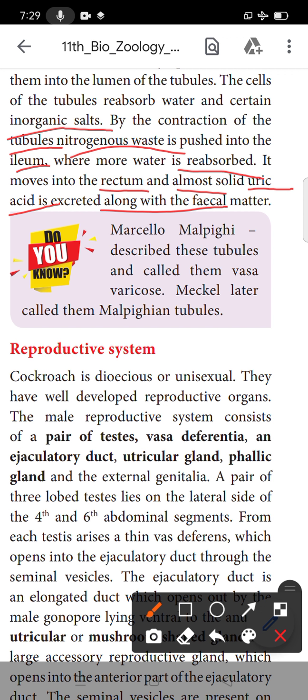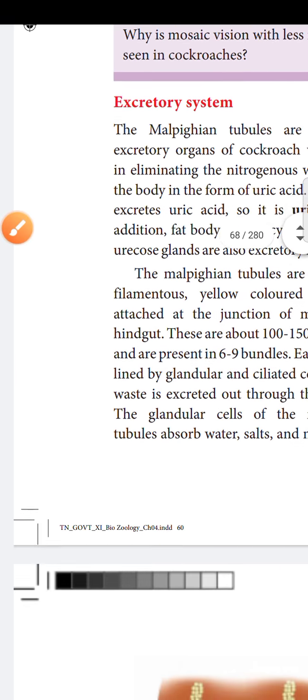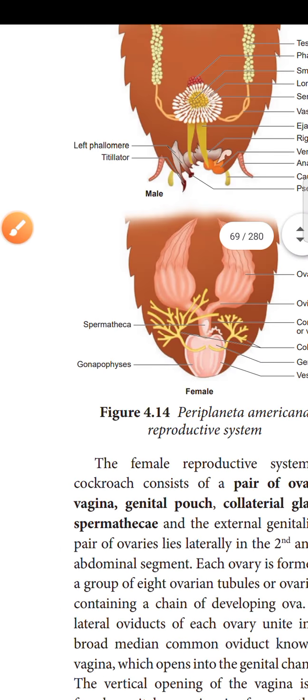So this moves into the rectum. Rectum we already know. It is the elimination part of the cockroach. The rectum opens, and the last end point is the anus. Anus is the elimination. So they move into the rectum, almost solid uric acid excreted along with the fecal matter. Fecal matter means it is the elimination of the waste. Yes, okay. This one only is the excretory system of the cockroach.